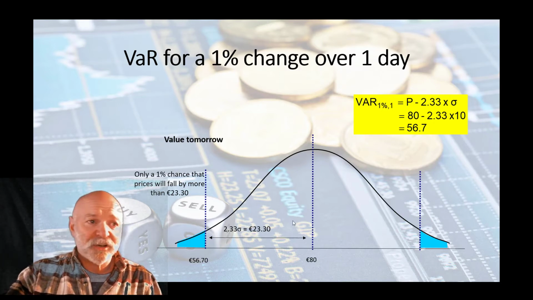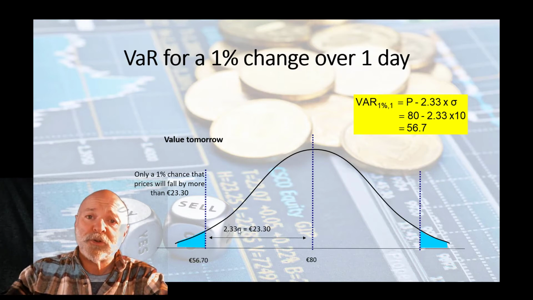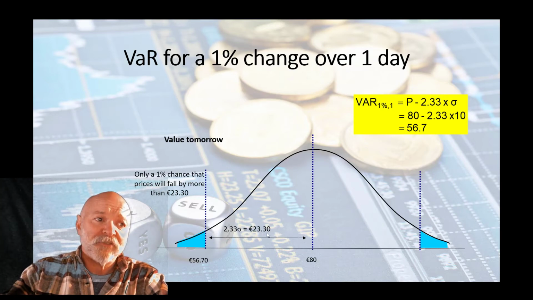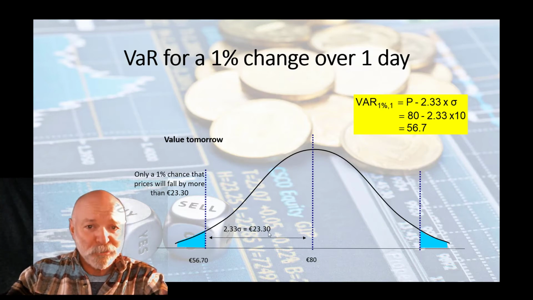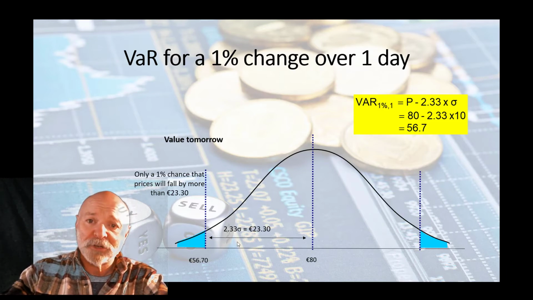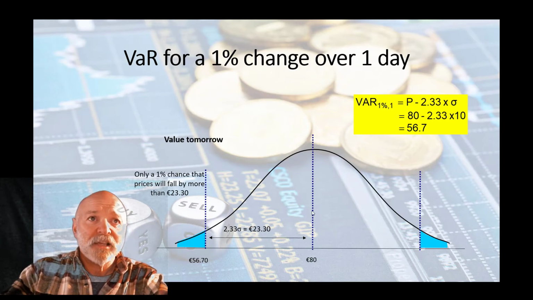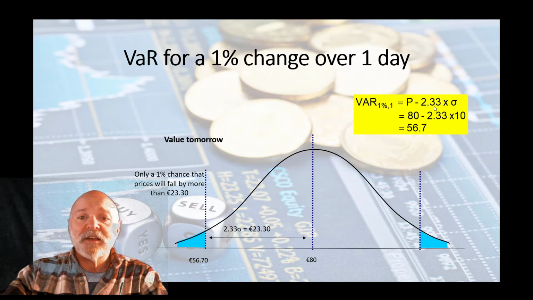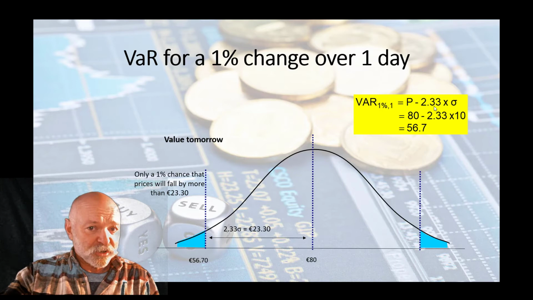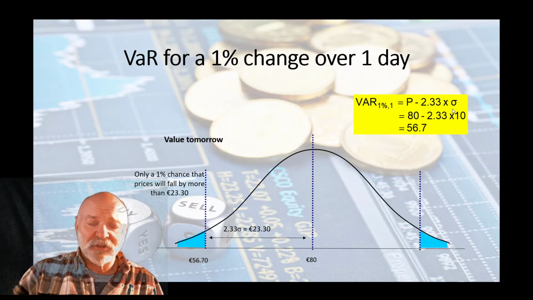If our single standard deviation is 10%, 2.33 times 10% means that the value of our investment, our bond, could fall from €80 to 56.70. It could fall by 23.30 on that 1% worst possible day. The calculation is shown in the yellow box, so essentially it's the starting price minus 2.33 standard deviations, which is essentially the measure of the 99th percentile in our distribution, times the measure of standard deviation, that small sigma.